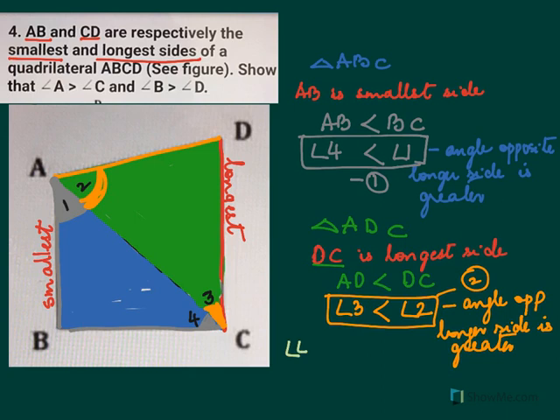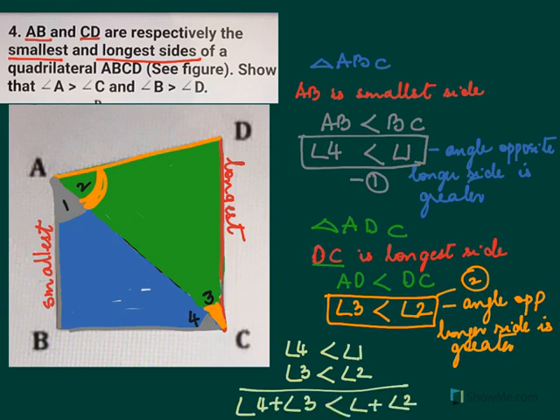Equation 1 says angle 4 is less than angle 1, and here angle 3 is less than angle 2. And when I add it up, I get angle 4 plus angle 3 is less than angle 1 plus angle 2. Look up at the figure and see what is 4 plus 3. 4 plus 3 is angle C, and 2 plus 1 is angle A. So I get angle C is less than angle A. This is the same as angle A is greater than angle C.